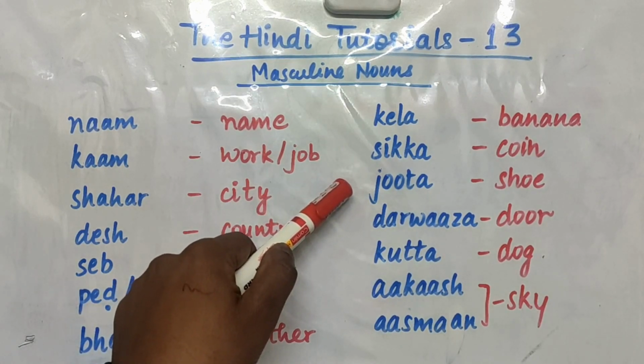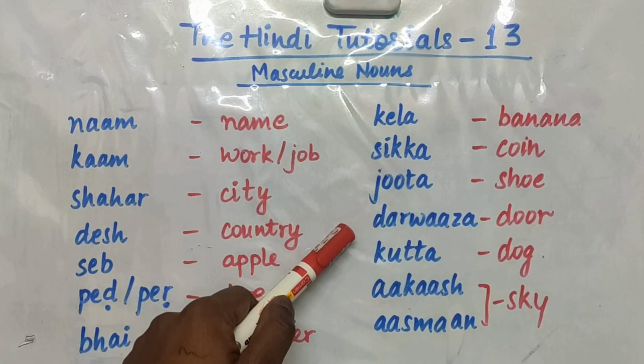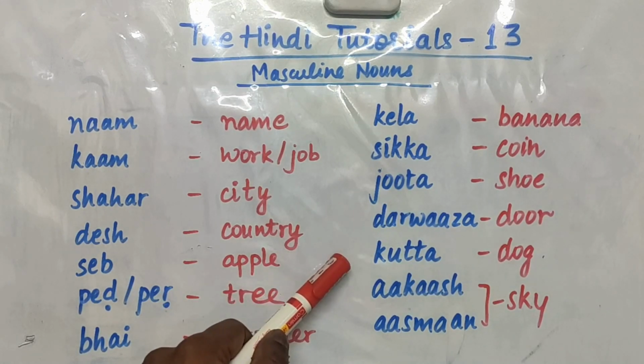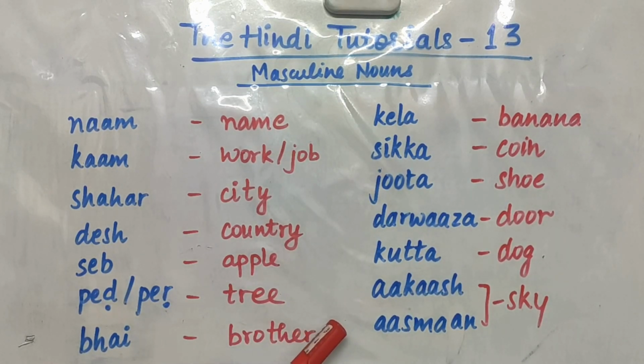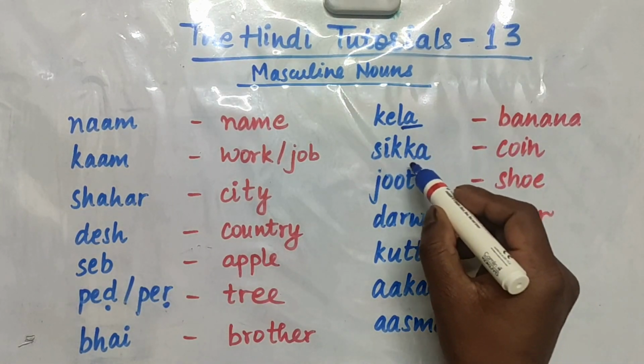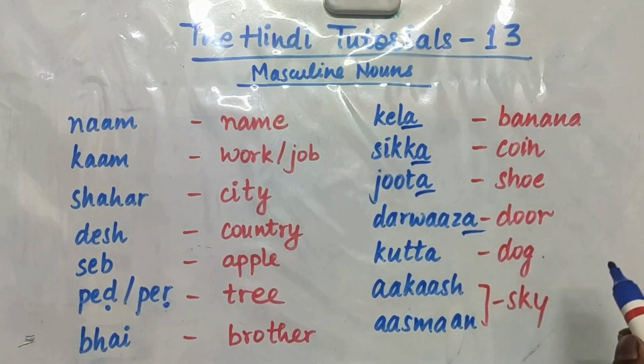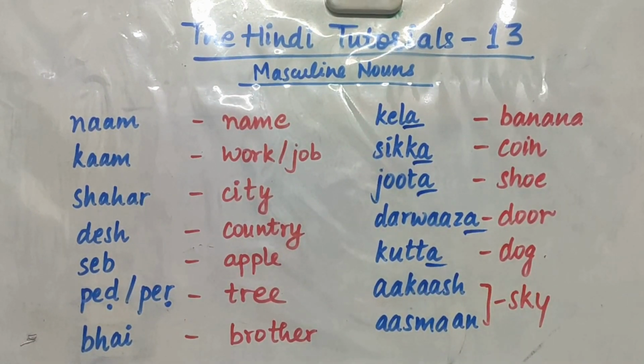Juta is shoe. Darwaza is door. Kutta is dog, while Akash and Asman mean sky. You can see that there are some words that end with a sound, like kela, sikka, juta, darwaza, kutta. In many cases, the words that end with a are masculine words. So this is one way of identifying. However, it's not applicable in every case.